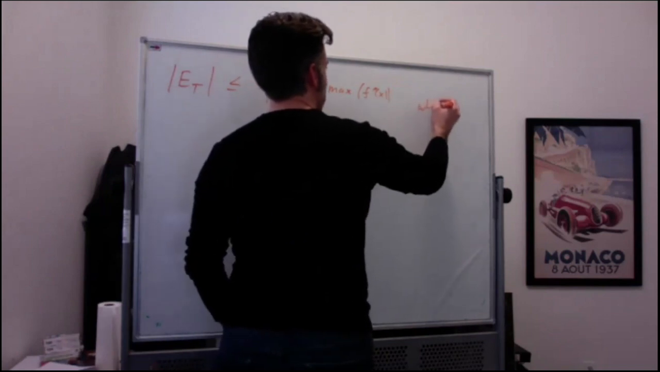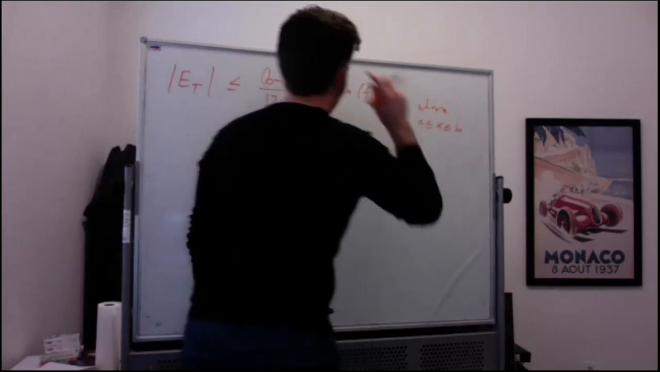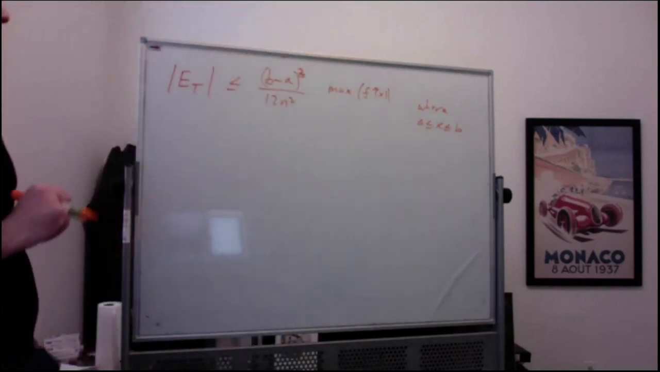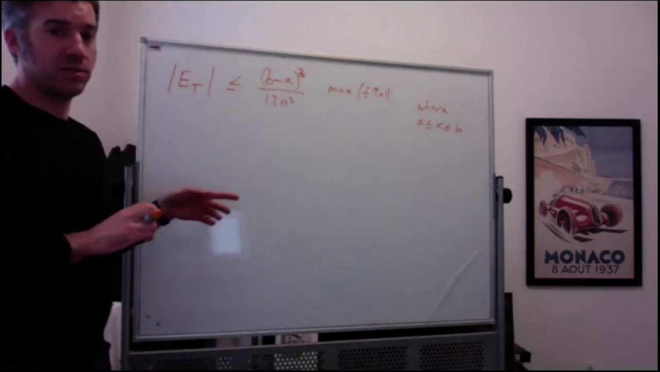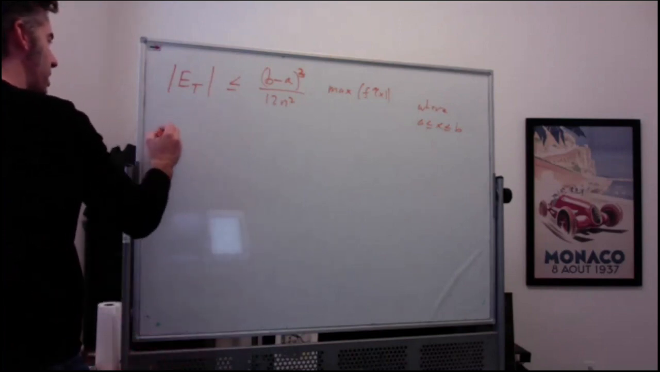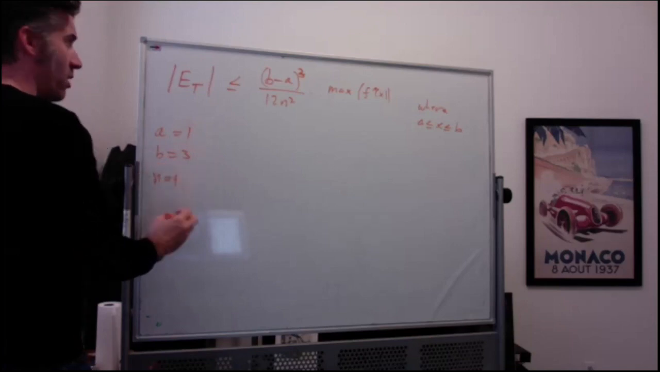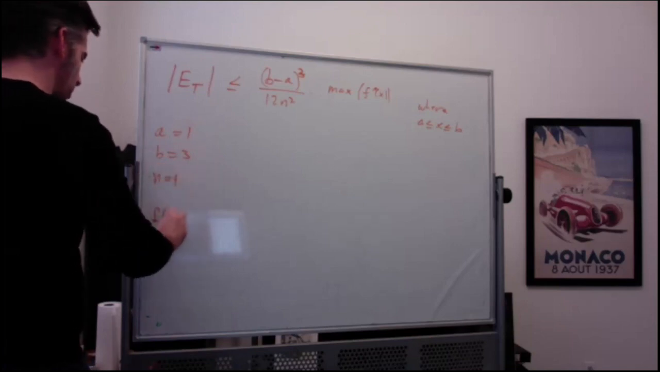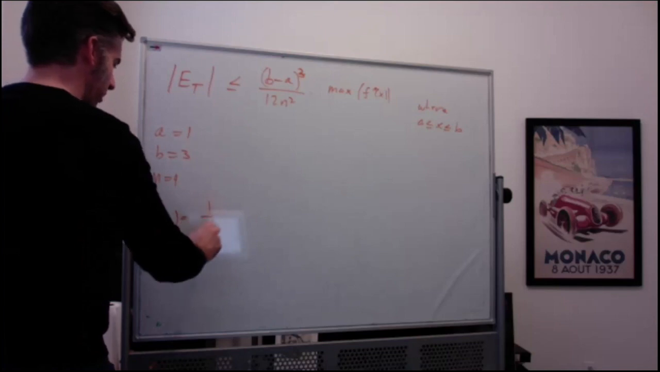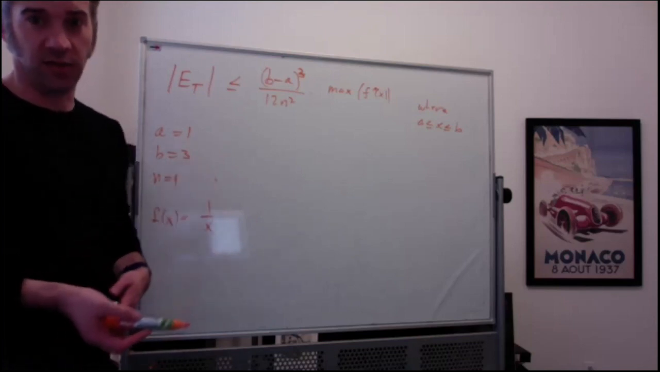where x is between a and b. So the error is always bounded by this for the trapezoid method. In this particular example, with a equal to 1, b equal to 3, n equal to 4, and our function equal to 1 over x, we have to figure out how to maximize the second derivative.